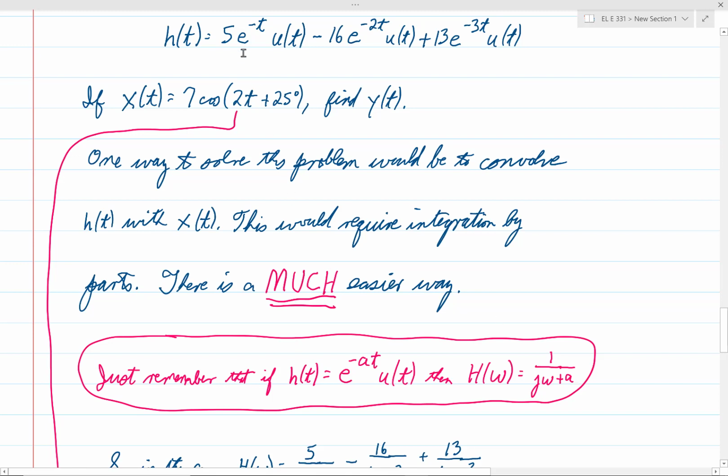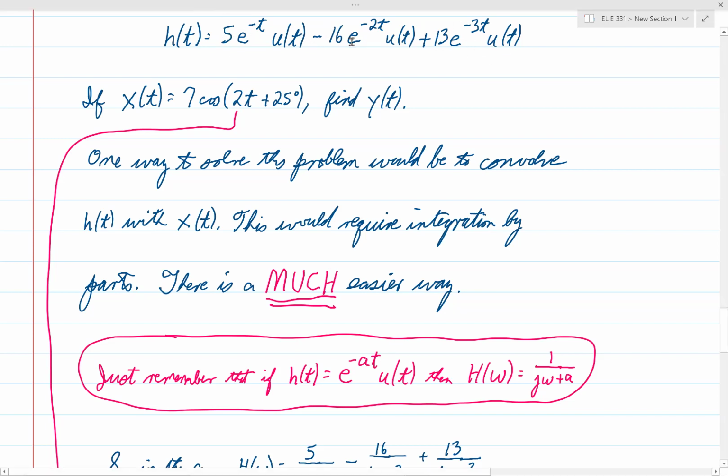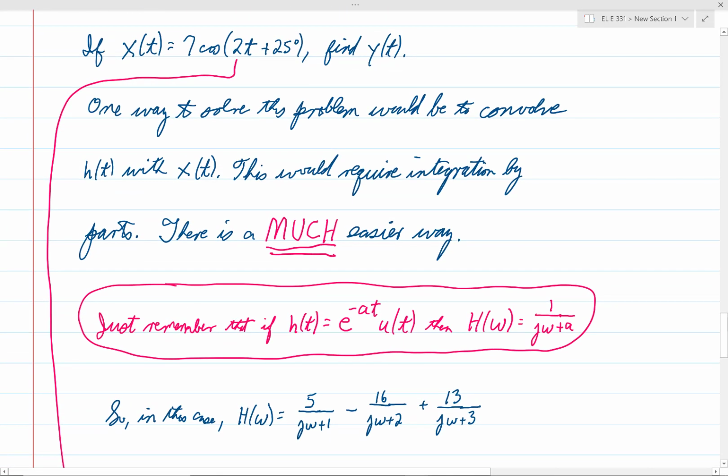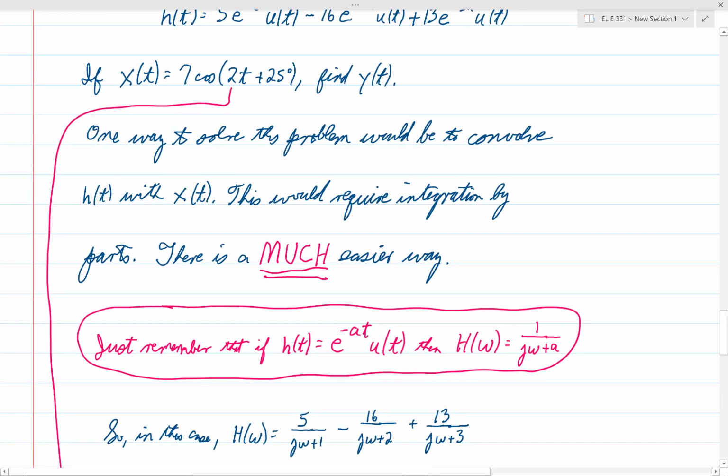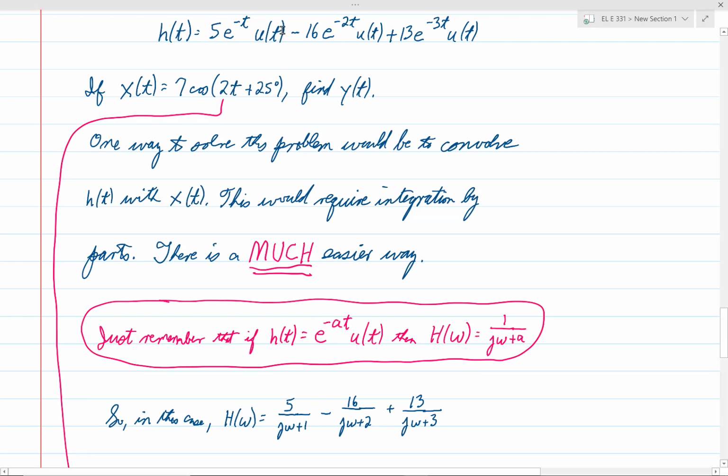So we just take each term. Notice that each term in h of t has that form. This has that form with a equal to 1. This has that form with a equals 2. And this has that form with a equals 3. And we need to keep the right coefficients as well. But here we'll have 5. Let's see if I can make this a little smaller so I'll fit on one screen. Okay, so 5 e to the minus t u of t then gives us 5 over j omega plus 1.